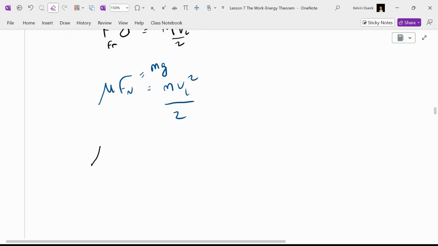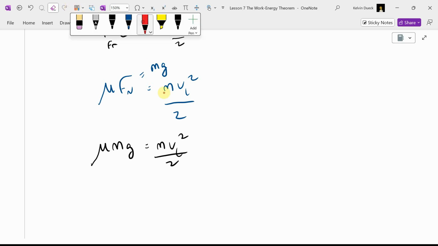So what am I going to get? I'm going to get mu mg equals m v initial squared over 2. Oh! What do you notice? What about the same as the last one? I noticed something else though. Is there an M in the left-hand term? Is there an M in the right-hand term? Is there an M in every term? You know what that means?